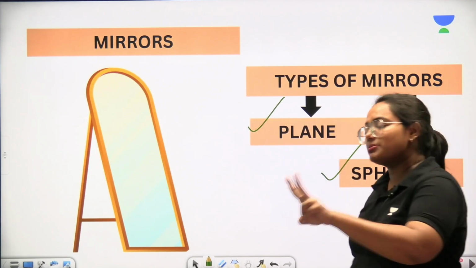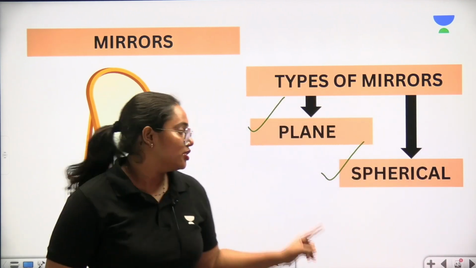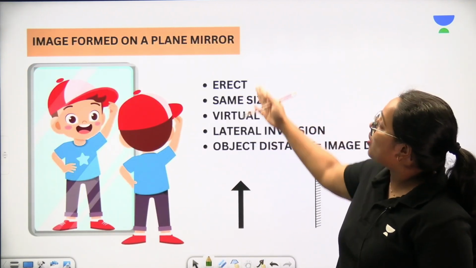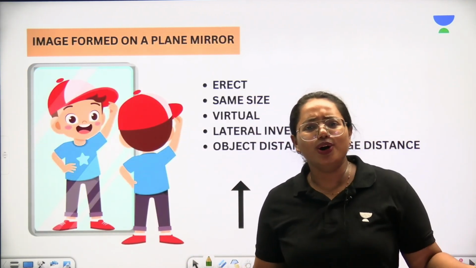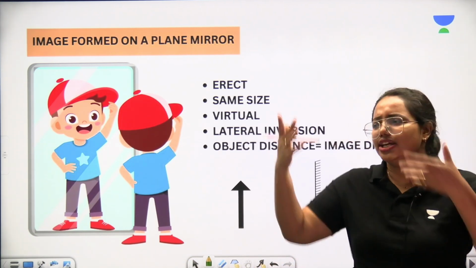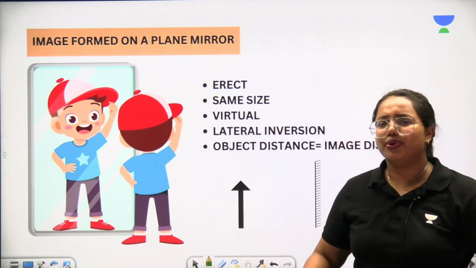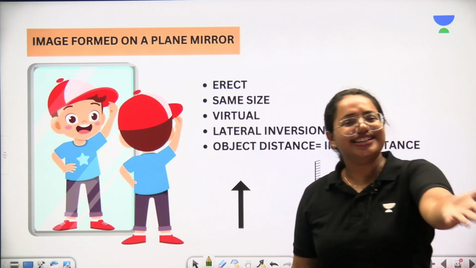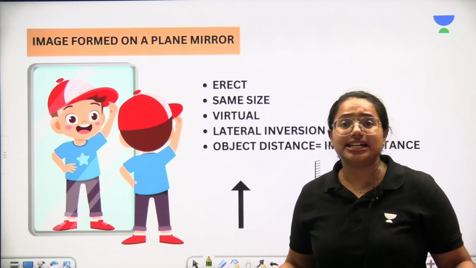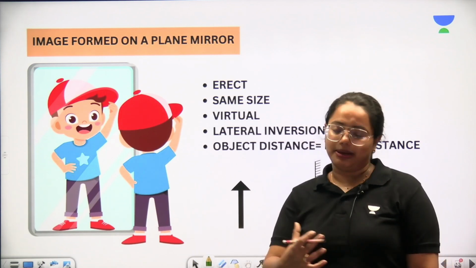So these are the two types of mirrors that we need to learn here. So we are moving towards the next one. Look at it. It's all about image formed on a plane mirror. So we all know what is a plane mirror, right? Whenever you want to get ready for school, you need to look at a particular mirror where you can see your own image, right? So that is nothing but your plane mirror. And now we are going to talk about the characteristics of image formed on a plane mirror.